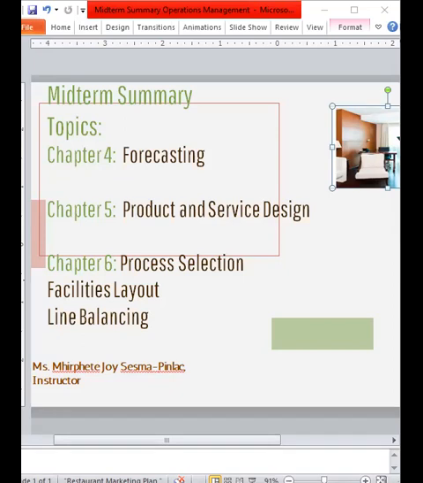The configuration of departments, work centers, and equipment, with particular emphasis on movement of work through the system, is called facilities layout.